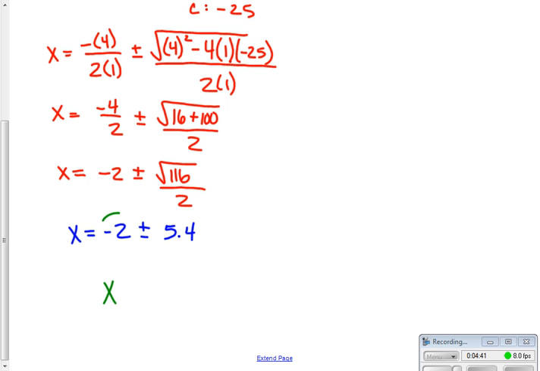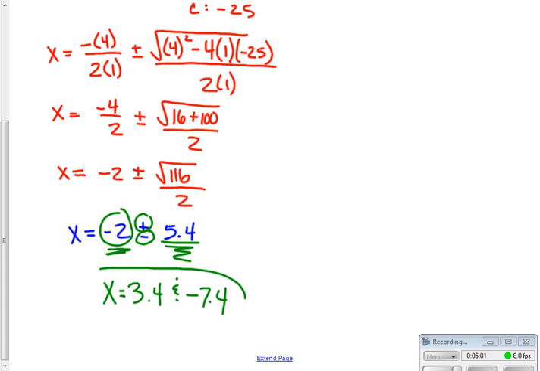We have negative 2 plus 5.4, and that would give us a positive 3.4. We also have negative 2 minus 5.4, and that gives us a negative 7.4. So here would be our two x-intercepts. That's why we use the quadratic formula.